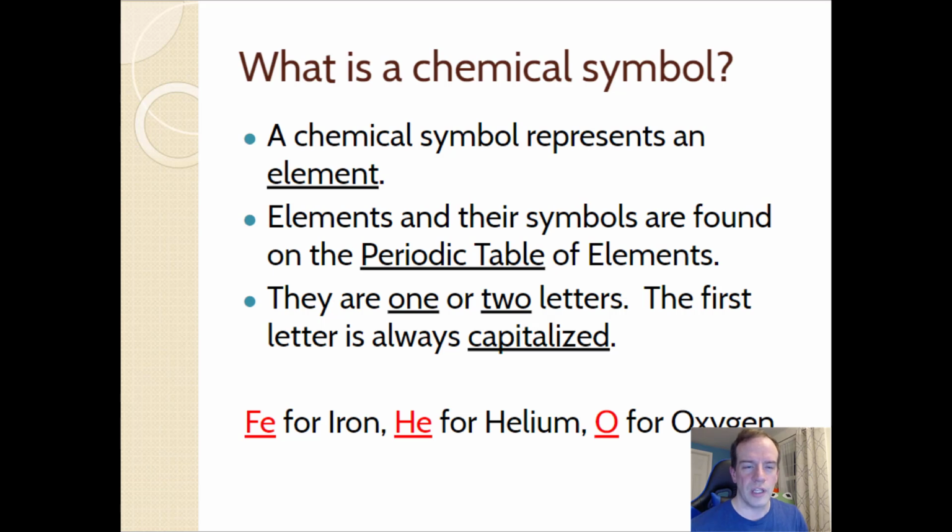Now, on the periodic table, you'll notice all those letters. And those are the atomic symbols. And we use those to represent the different types of elements, the types of atoms. And so when we look at the periodic table, we can tell that Fe, for instance, is iron, He is helium, and O is oxygen. Now notice it is very important that we capitalize only when necessary, because that first letter is always capitalized. That second letter, if there is one, is lowercase. And that makes a big difference when writing out chemical formulas.